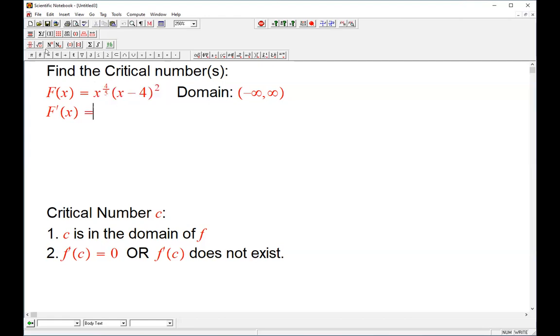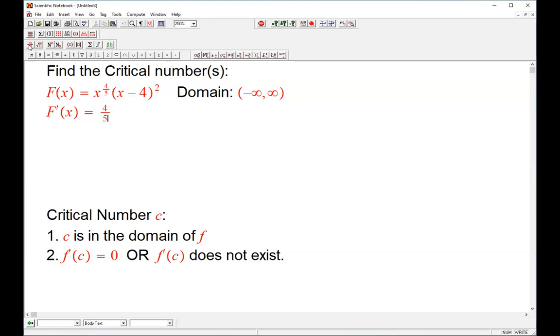So F prime, right? That's going to be 4/5 x raised to the power of 4/5 minus 1, multiplied by the square of x minus 4 unchanged, and plus the next one is x raised to the power 4/5 multiplied by the derivative of x minus 4 squared. That's going to give us 2 times x minus 4.